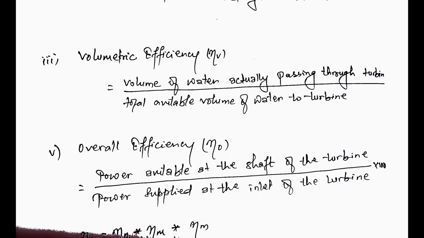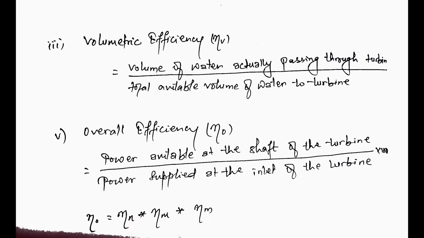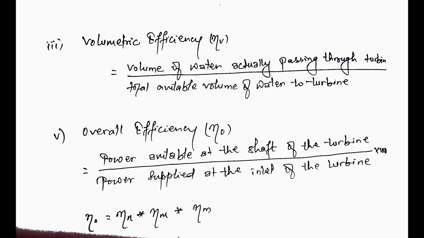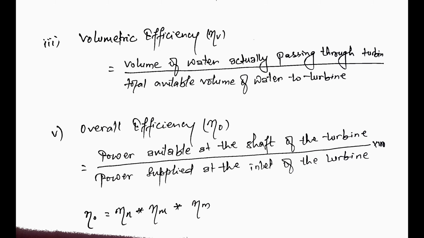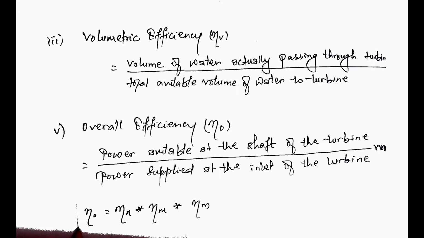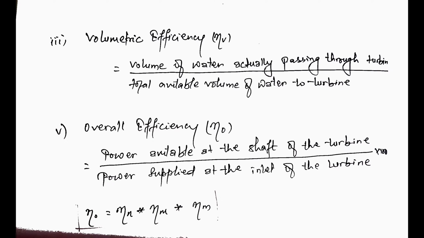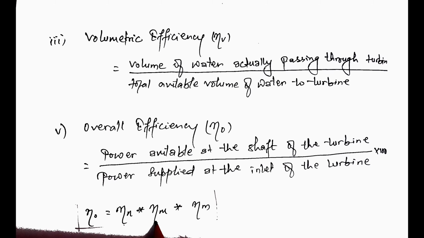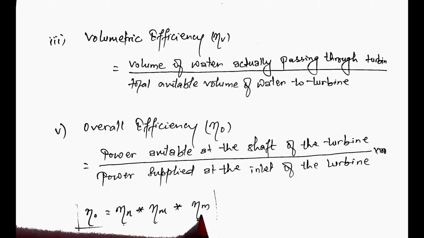Overall efficiency is the multiplication of all these three efficiencies, that is hydraulic efficiency, mechanical efficiency and volumetric efficiency, as it can be given by the formula mentioned here. Overall efficiency equals hydraulic efficiency multiplied by mechanical efficiency multiplied by volumetric efficiency.